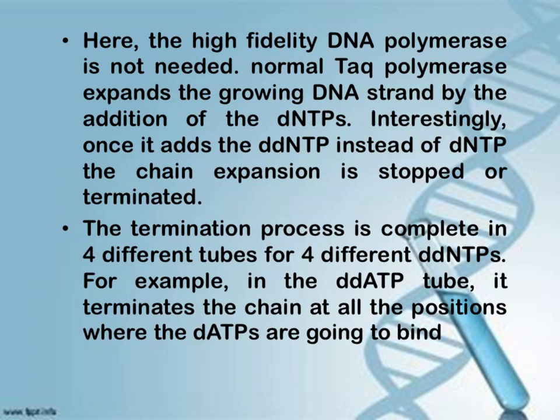The high fidelity DNA polymerase is not needed. Normally, Taq DNA polymerase expands the growing DNA strands by the addition of the dNTPs. Interestingly, once it adds the ddNTPs instead of dNTPs, the chain expansion is stopped or terminated, and the termination process is complete in 4 different tubes for 4 different ddNTPs. For example, in the ddATP tube, it terminates the chain at all positions where dATPs are going to bind.